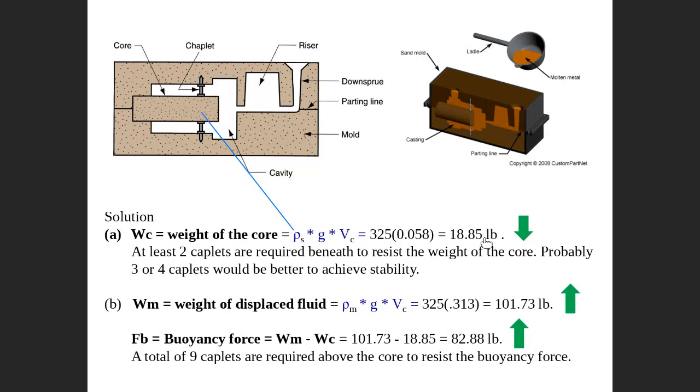18.85 pounds. This is the weight of the core. We need to put chaplets to support the weight of the core. However, one chaplet can support only 10 pounds. Only one chaplet supports 10 pounds.